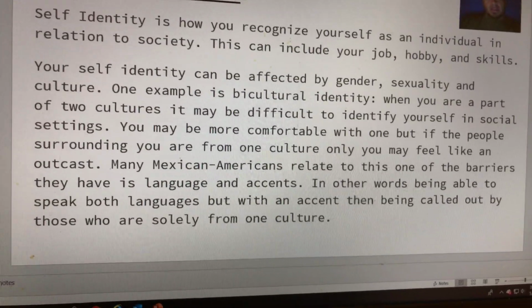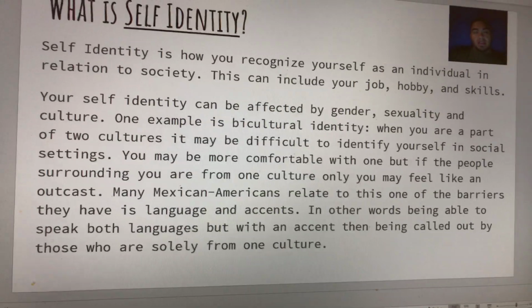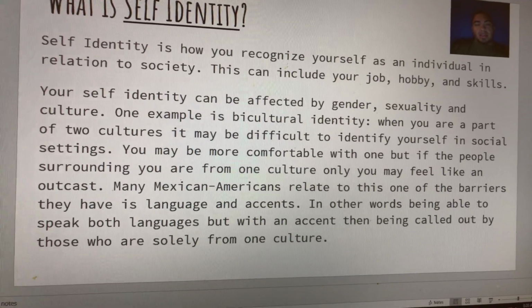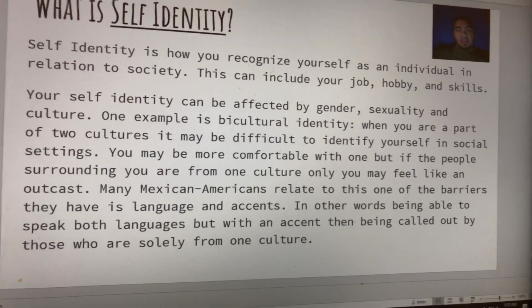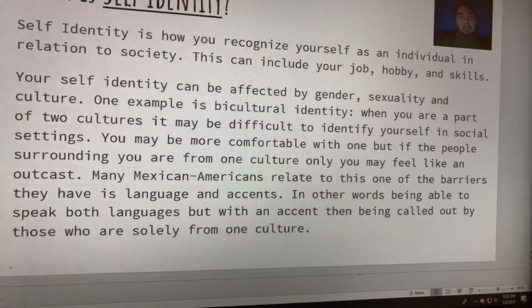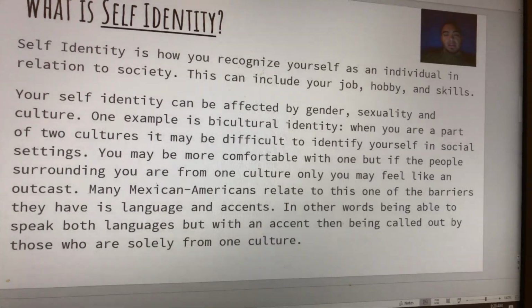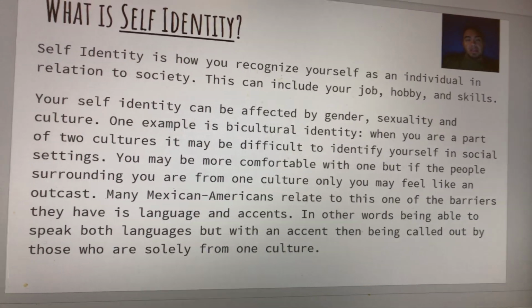So now we move on to what is self identity. Self identity is how you recognize yourself as an individual in relation to society. This can include your job, hobby, and skills. Your self identity can be affected by gender, sexuality, and culture.